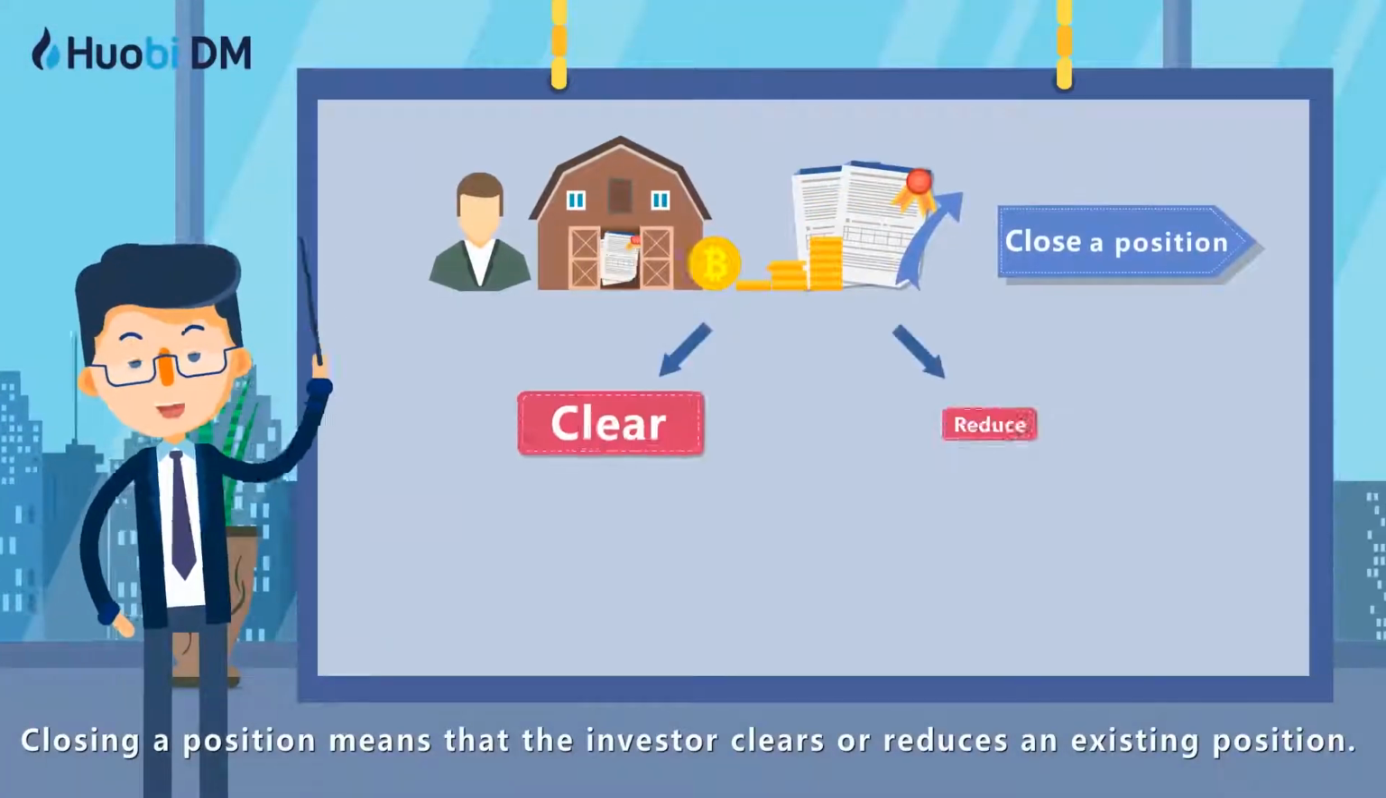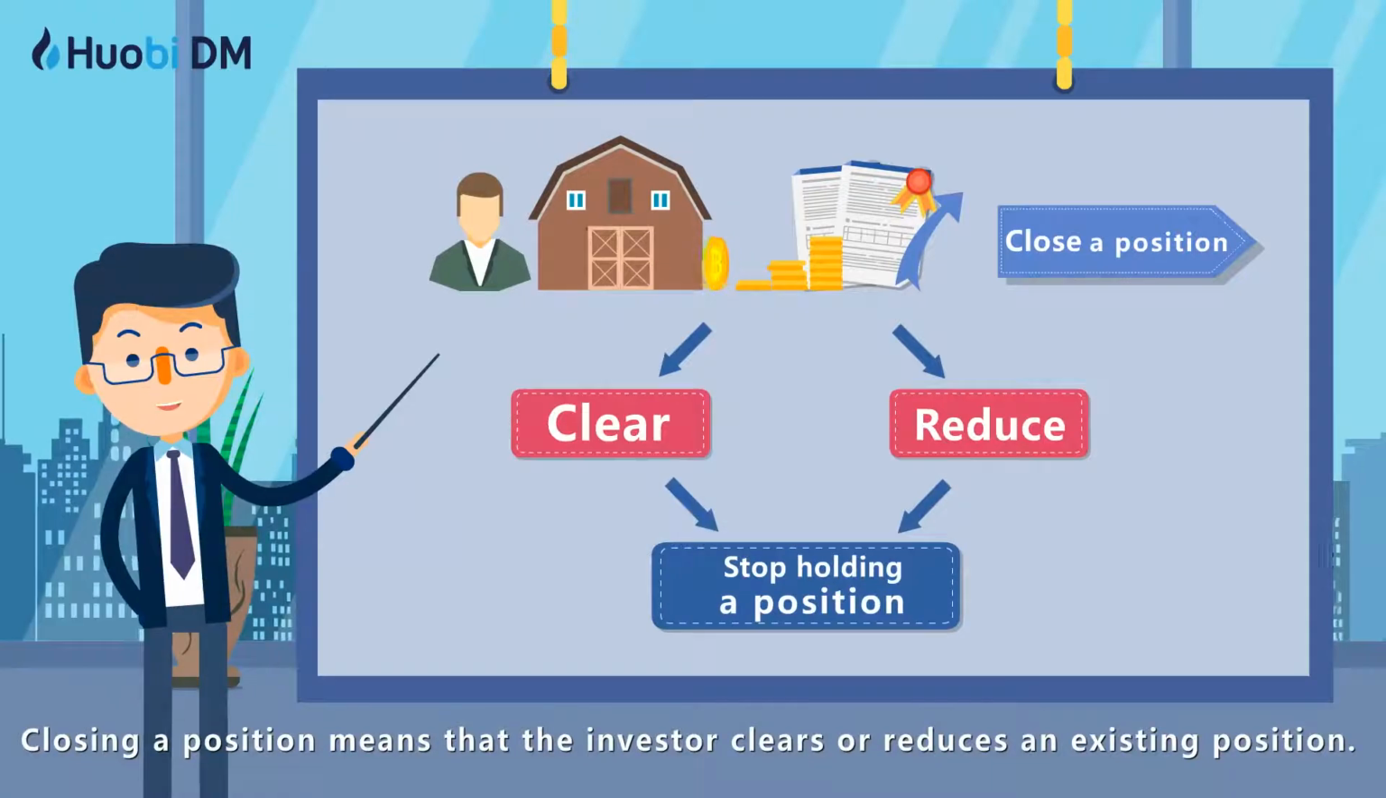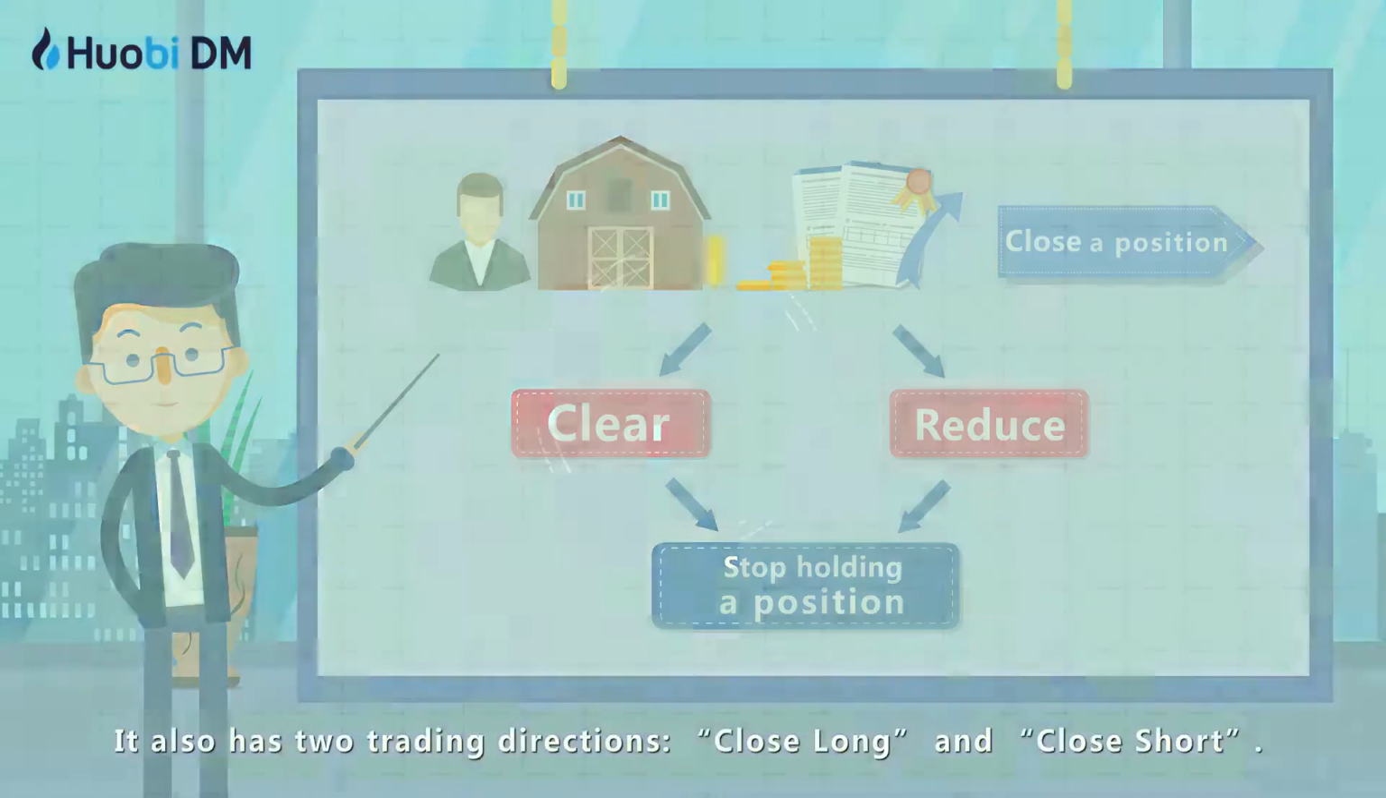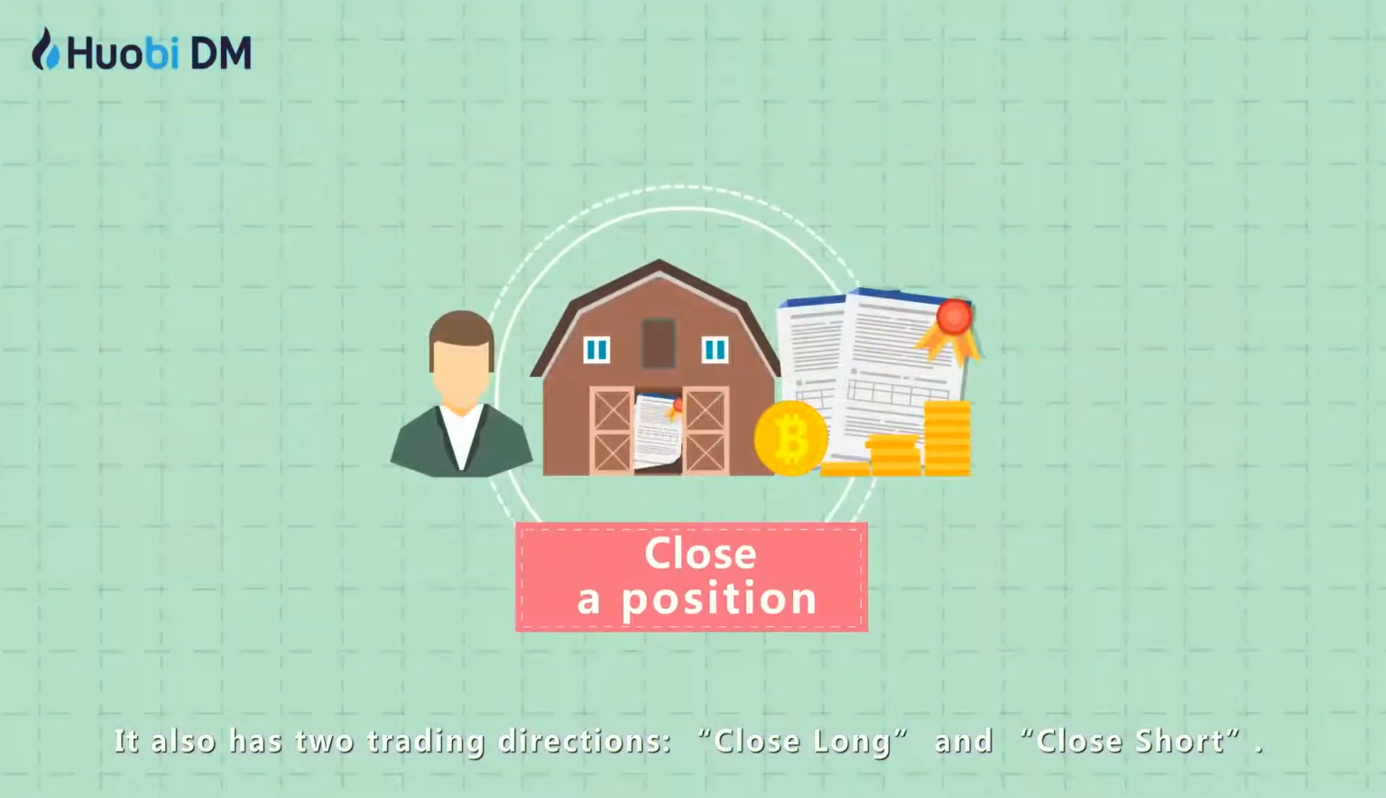Closing a position means that the investor clears or reduces an existing position. It also has two trading directions: close long and close short.